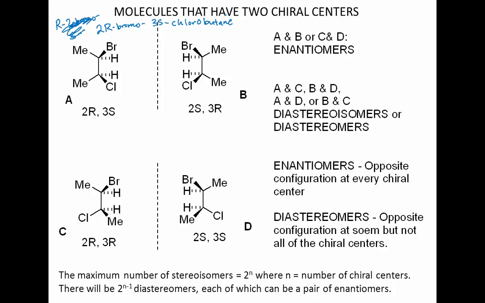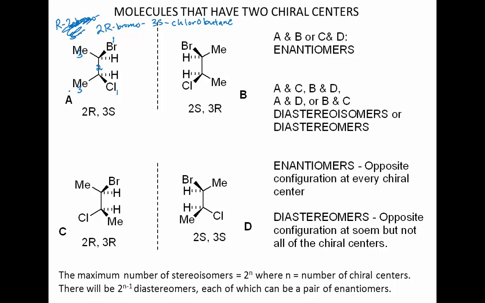If we do the RS assignment at the top, bromine's 1, the remainder of the molecule is 2, methyl's 3, hydrogen's 4. It's already to the back, so we can see that the top is R. For the bottom, chlorine's 1, the remainder of the molecule is 2 for the stereocenters, and methyl is 3 again, and the bottom is S.